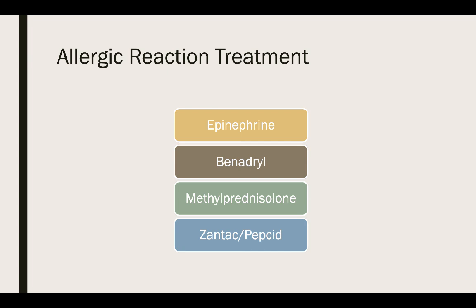So if you have an anaphylaxis patient, think epi first, Benadryl second. If you just have a pretty typical allergic reaction patient, think Benadryl first, whether it's IV, IM, or PO. It's an H1 blocker. Then we can think about your steroid and your H2 blocker kind of down the road if you have some time.